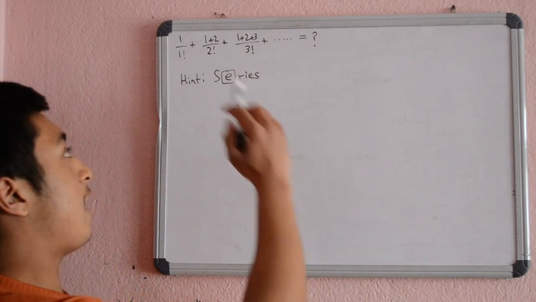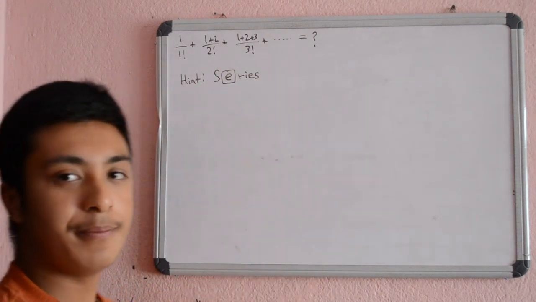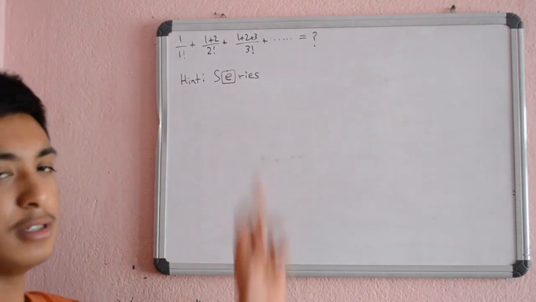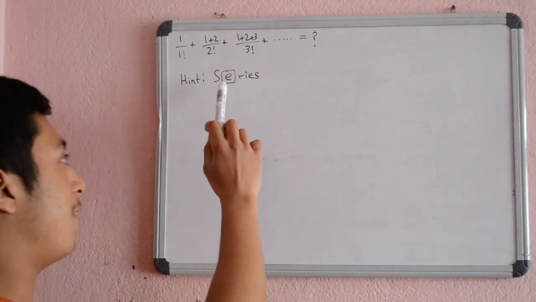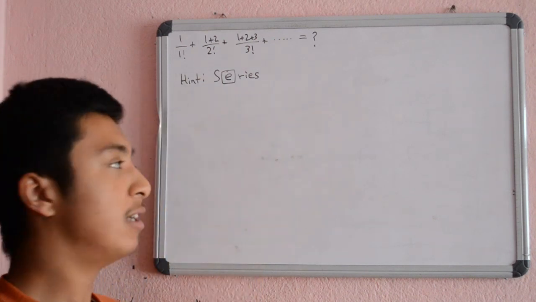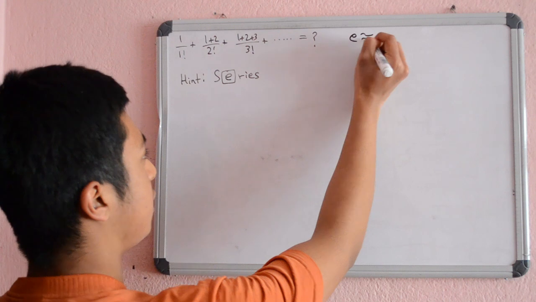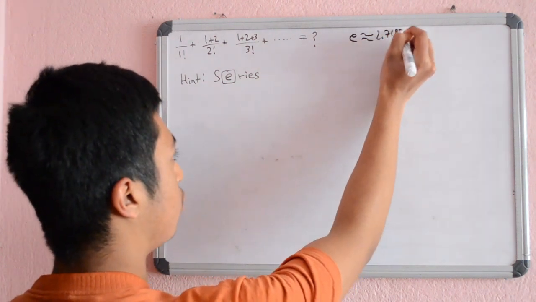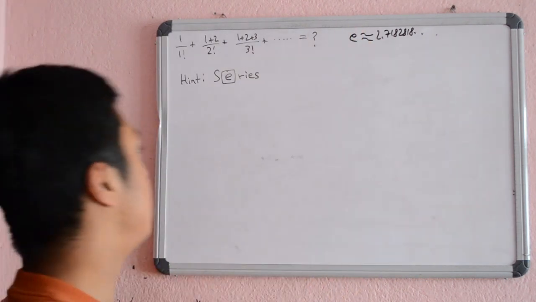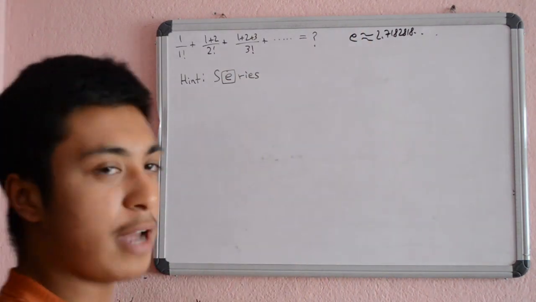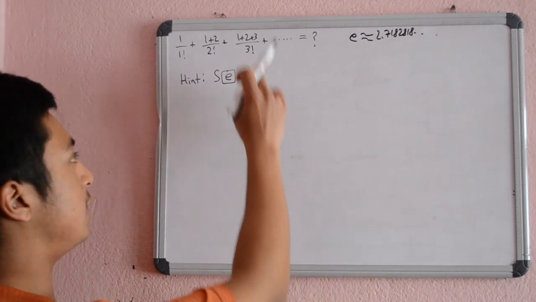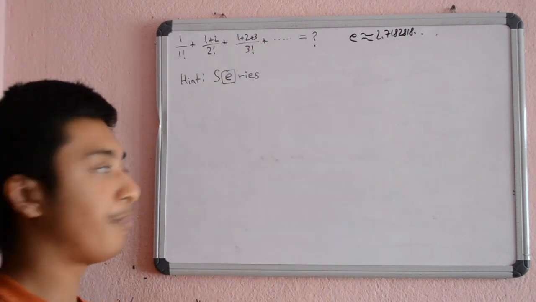Hello guys, let's find the value for this series right here. I've kind of given a stupid hint, series, but it's not that stupid because I've highlighted E. Yes, our E, the E that is approximately 2.7182818 blah blah blah. It is irrational. So, we're going to have to somehow use E and the knowledge of series to solve this series right here.